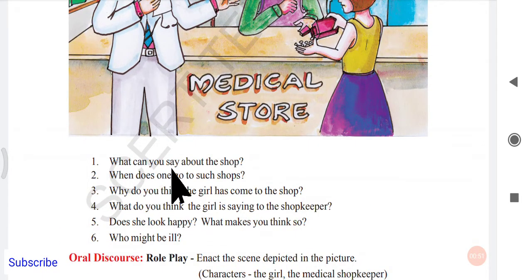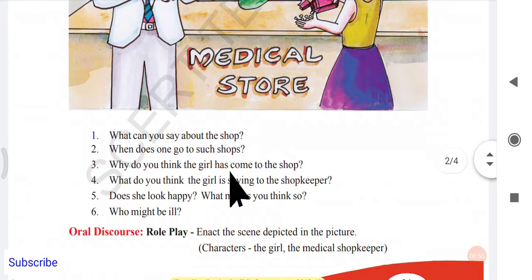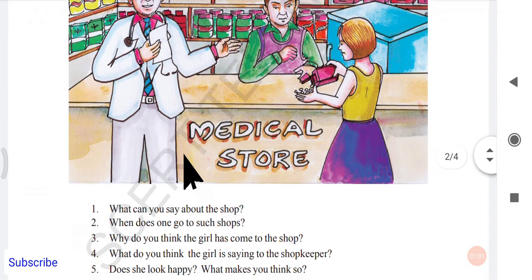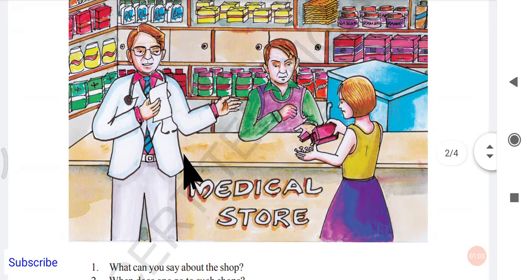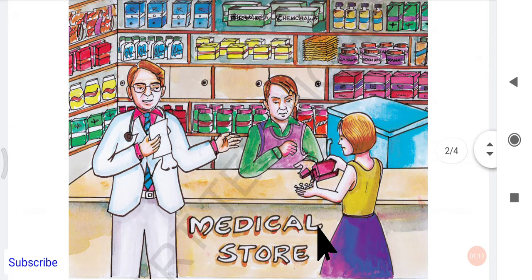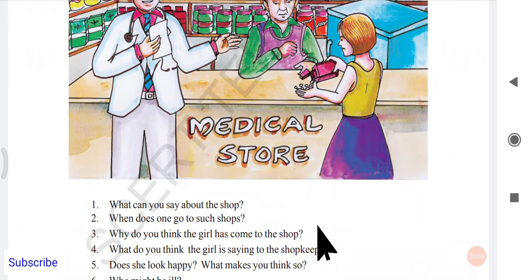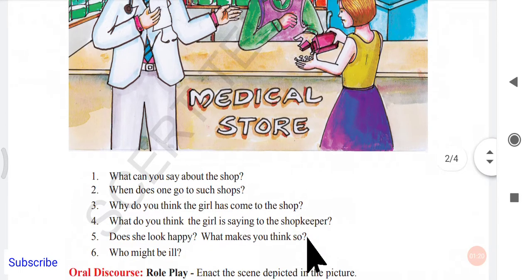First question, what can you say about the shop? Of course the shop is a medical shop. Second question, when does someone go to such shops? Whenever someone is in need of some medicine. Next, why do you think the girl has come to the shop? The girl might need medicine, or her parents or family members might need some medicine or tablets, so that's what she might have come to the shop for.